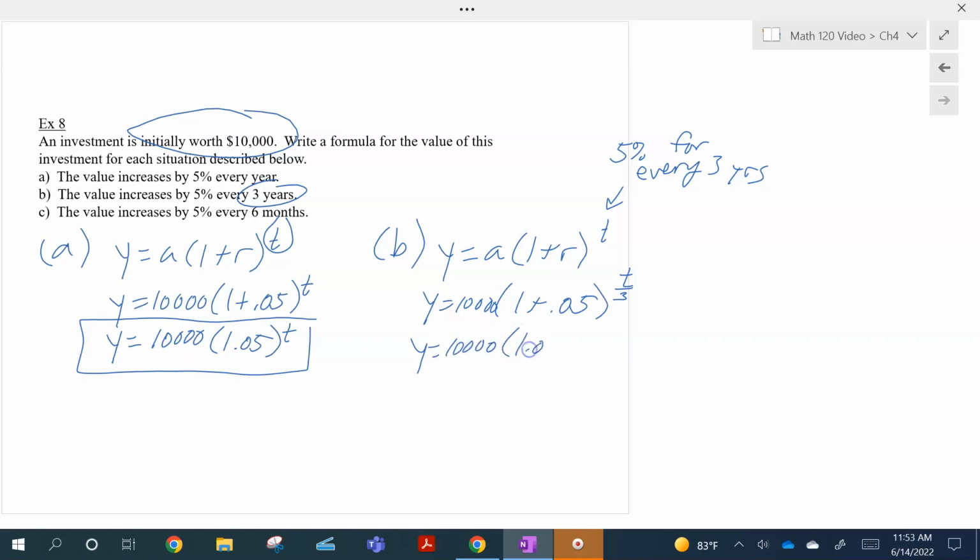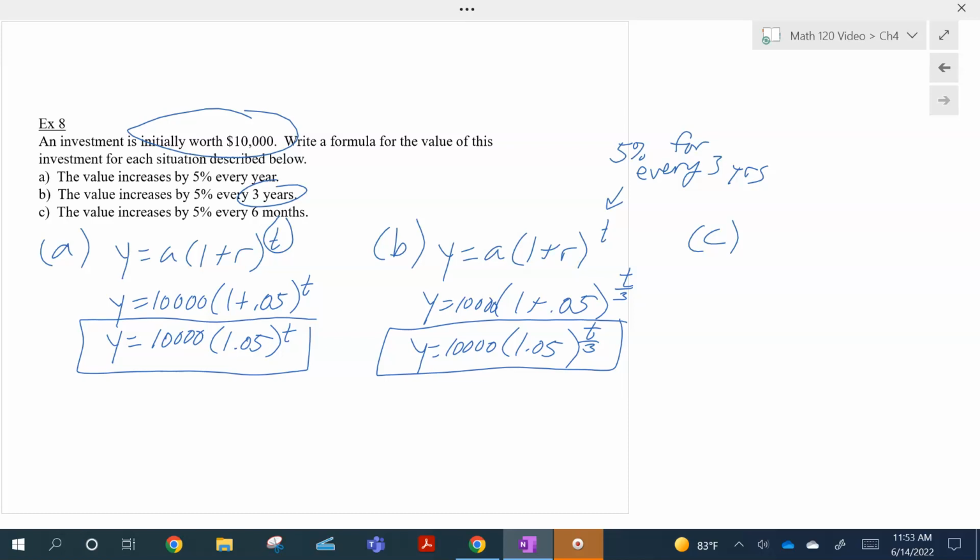$10,000 times 1.05 to the t over 3. So think about that for a minute. If you put 3 in for t, I have 3 over 3. That's to the 1. Now it's just going up every 3 years. It'll go up 5%. Right? So then the next time it goes up, so when t is 6, 6 divided by 3 is 2. Right? So it'll go up 5% a second time. And so on.